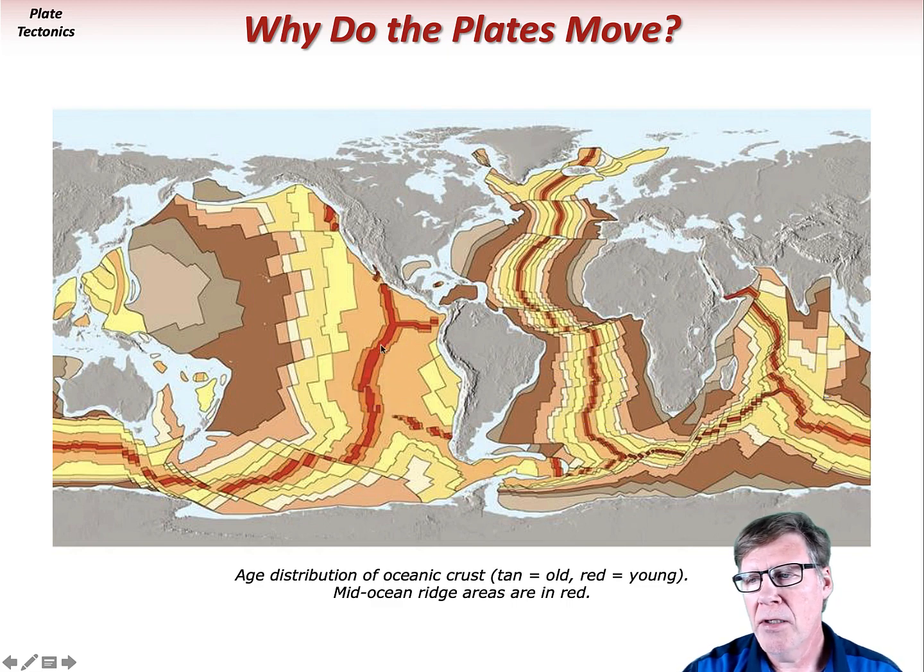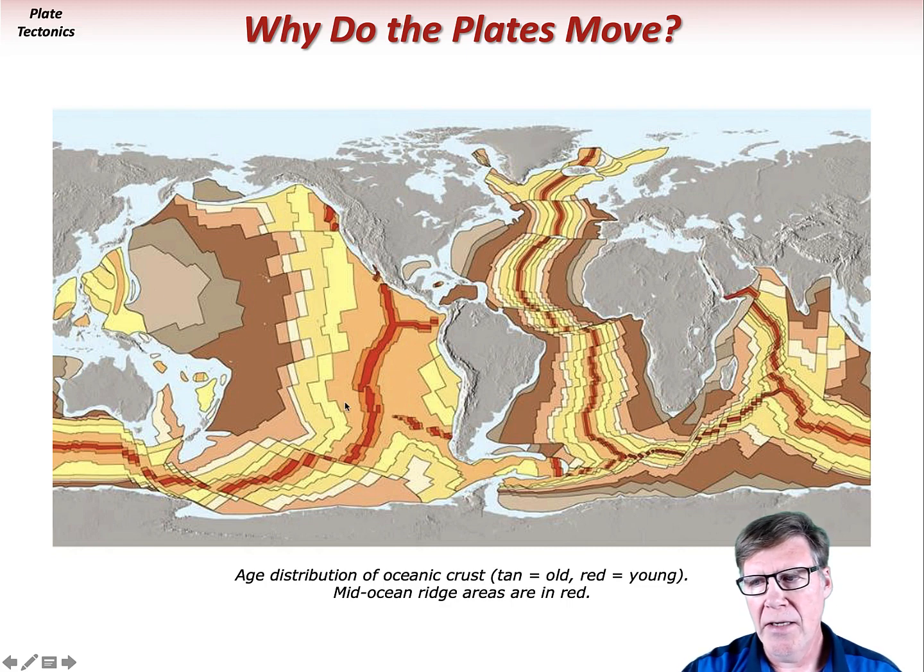The color pattern is symmetrical on either side, typical of a mid-ocean ridge seafloor spreading scenario. You can see the age colors get older and older in this direction. So red is the youngest, and yellow is a little bit older, brown is even older, and tan is the oldest. In the Pacific are large areas underlain by similar aged crust.